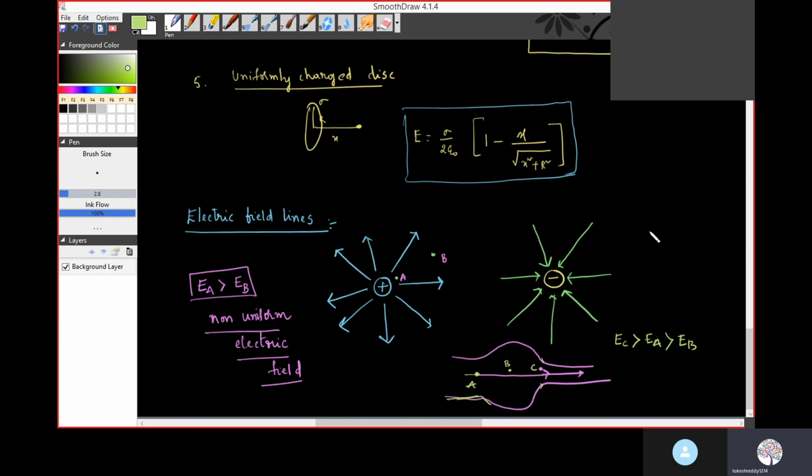So if the field lines are closer, what does it mean? More electric field. Electric field is more.